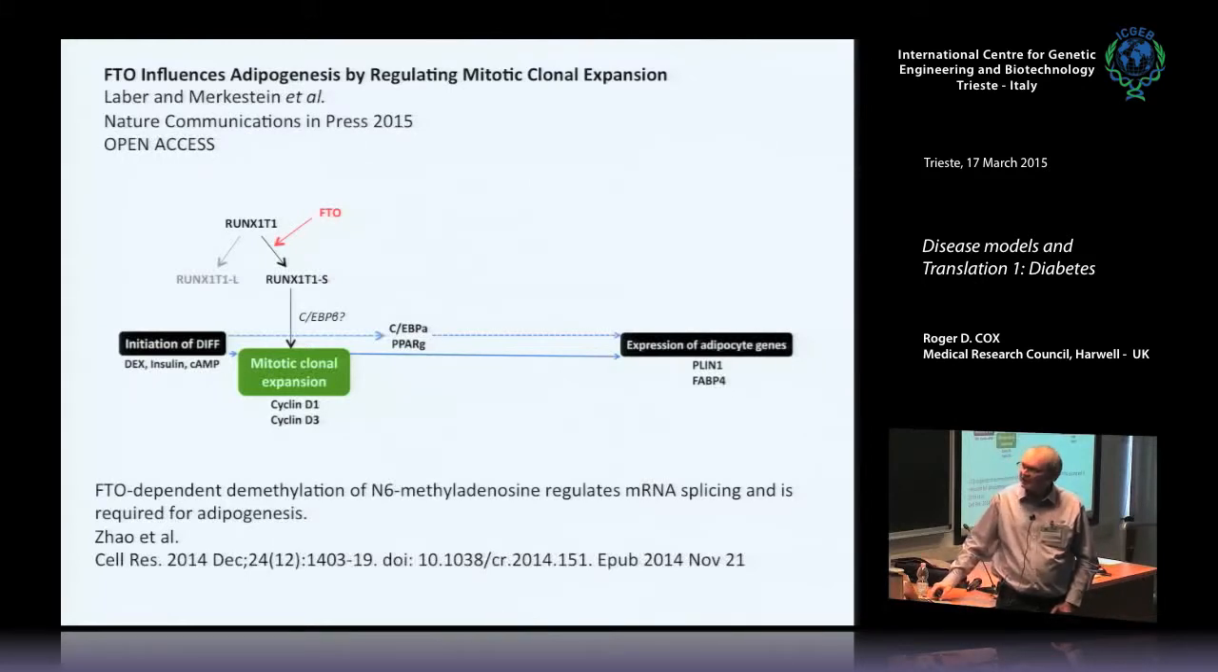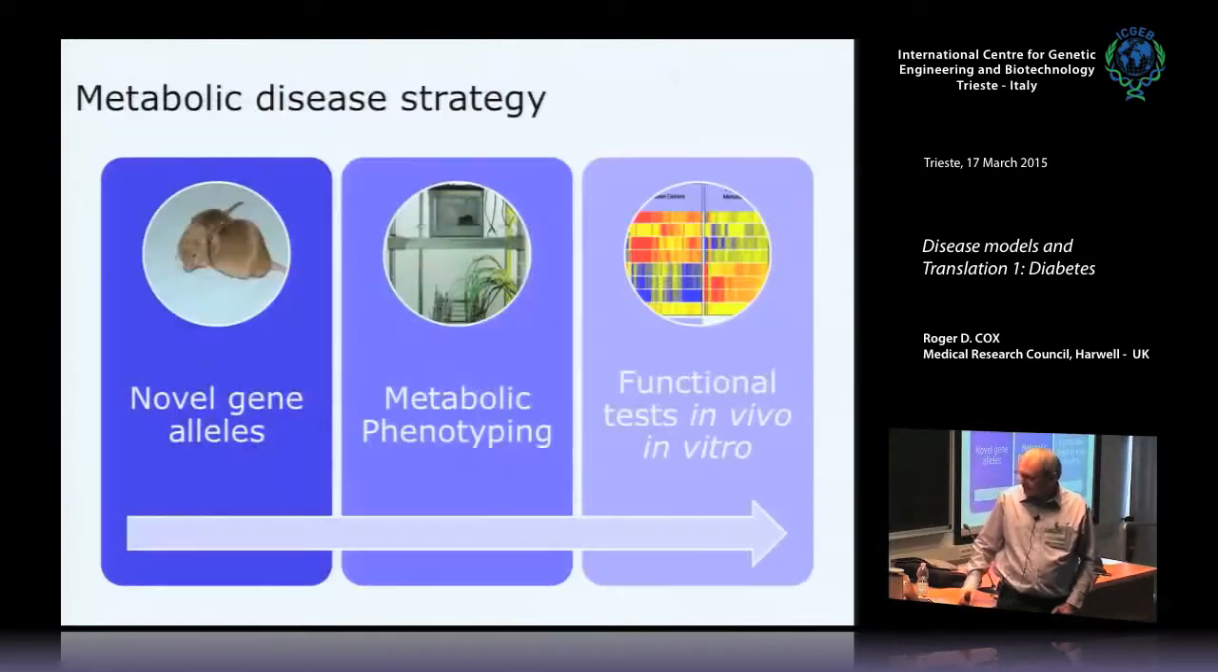I've almost finished now. So that's where we are with the FTO story. I hope this illustrates to you the power of taking novel genes, making alleles, doing metabolic phenotyping, and then going forward to mechanistic studies. There's still a lot more work to do on FTO to understand its function and its role in early adipogenesis, and how that fits with the adult fat mass phenotypes. So can early events in adipocyte differentiation impact on adult BMI?